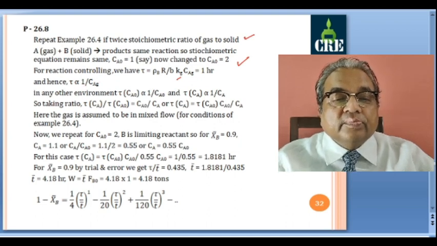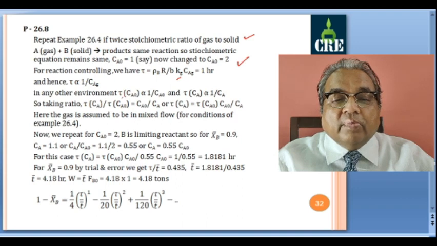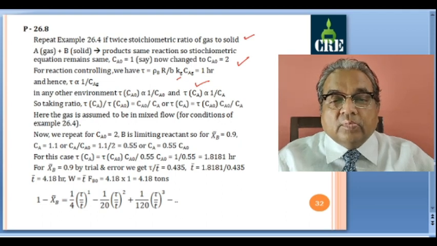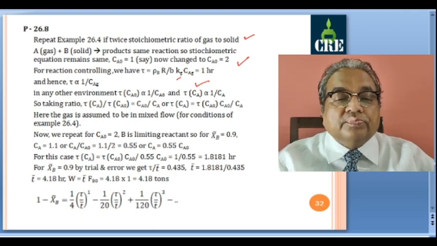So tau is proportional to 1 by Cag, or you can say tau is equal to some constant into 1 by Cag. In any other environment, tau of Ca0 is proportional to 1 by Ca0, and in general tau for any Ca will be proportional to 1 by Ca. So time required for complete conversion is proportional to 1 by Cag, and Ca we use in general from Ca0 to any value.